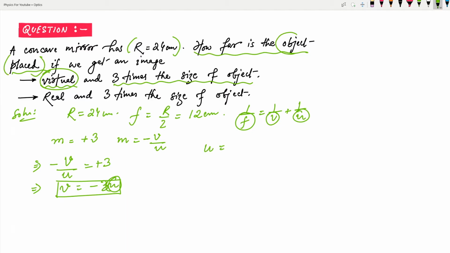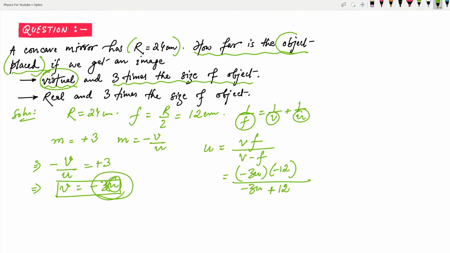So u is equal to, the direct formula is fv divided by v minus f. Now use it directly. Now we know the value of v from here. It is minus 3u, isn't it? And f is minus 12, because it is a concave mirror and the focal length of a concave mirror is negative. So these are small concepts that you need to remember. Otherwise you will mess up the whole thing. Divided by v, now the value of v is minus 3u, and minus of minus 12 will give you plus 12.